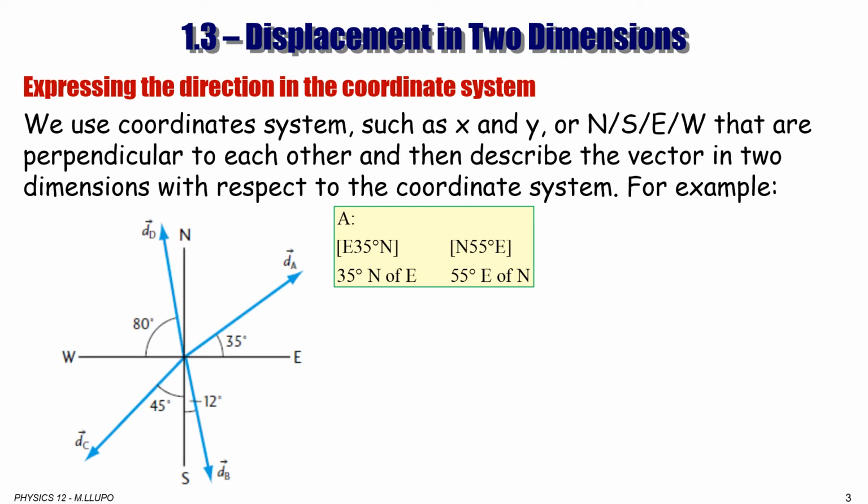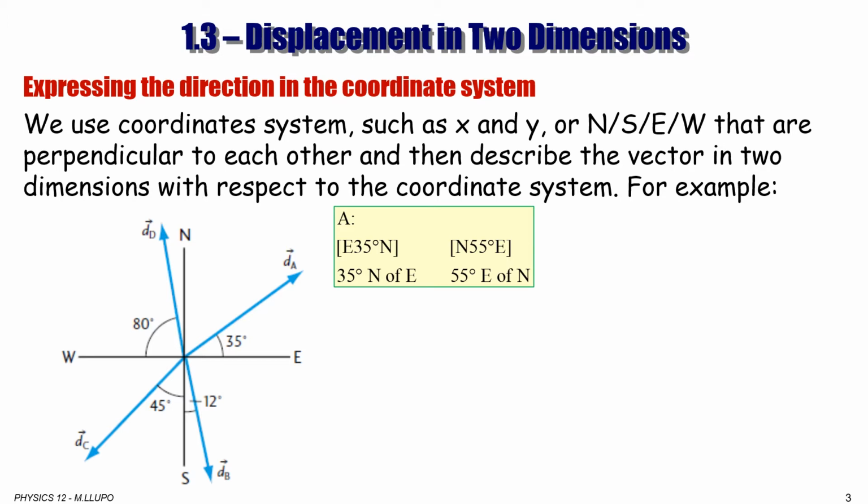However, what about if you start from north? There's nothing wrong to start from north, but you have to say what the angle is. But this angle now is not 35 anymore. It is 90 minus 35. So that one actually is going to be 55. So you can express exactly the same vector, now slightly differently. North, 55, east.